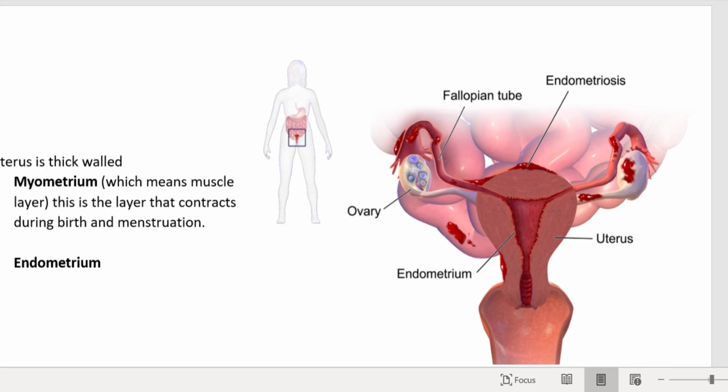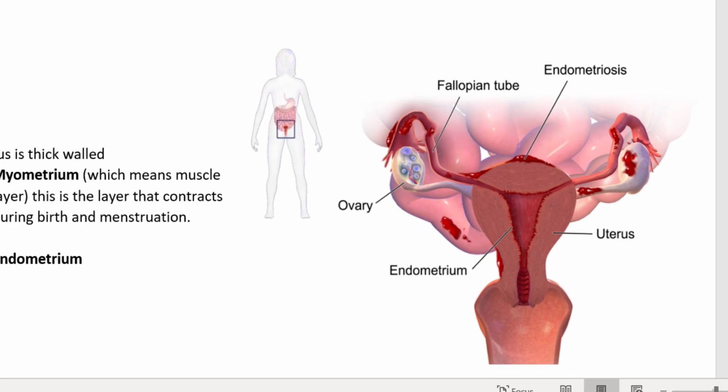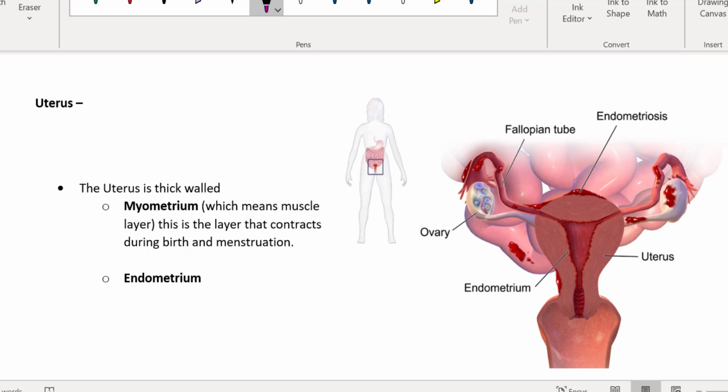All right, moving on to the uterus, and you can see the picture there. You can see the fallopian tubes, you can see the ovaries. Now the uterus, this is where the zygote attaches and develops. Now, the uterus is very thick-walled.